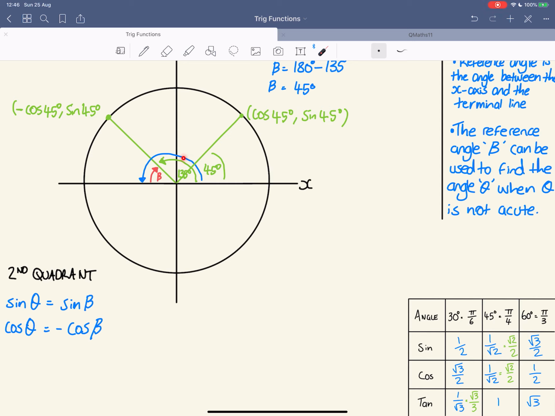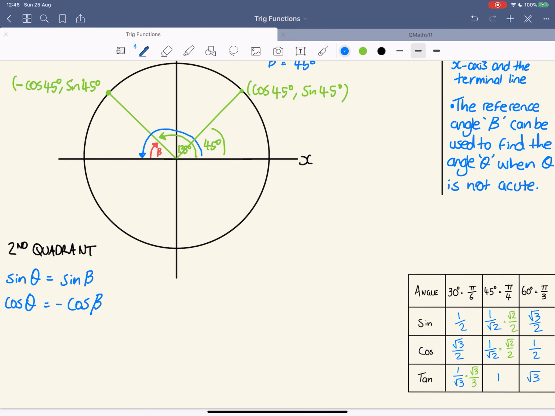So going around to get to 135, our reference angle, we had to go left, right? So that's why we call it the negative cosine. Essentially, the cosine of 135 is the negative cosine of 45 because we had to go left, right? We're going backwards on the x-axis.